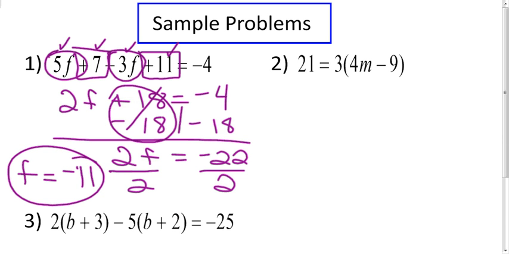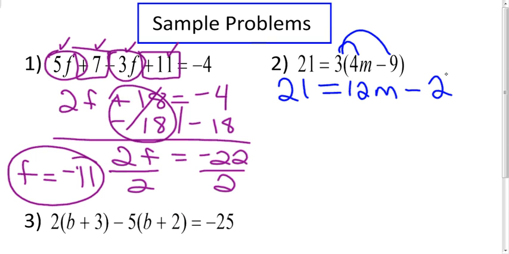On this next example, I have 21 equals 3 times the quantity 4m minus 9. When I look at this problem, I think of the distributive property, and I know I have to multiply this 3 times each of those terms inside the parentheses. So I can simplify this by saying 21 is equal to 3 times 4, which is 12m, and then 3 times a negative 9 is a negative 27.